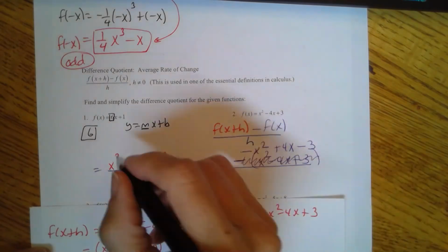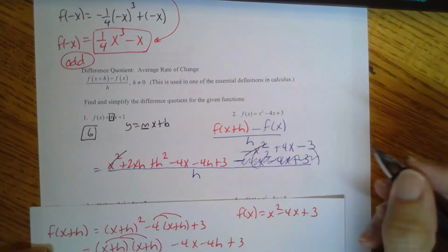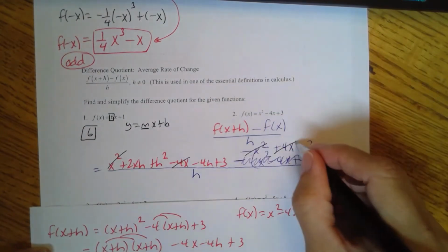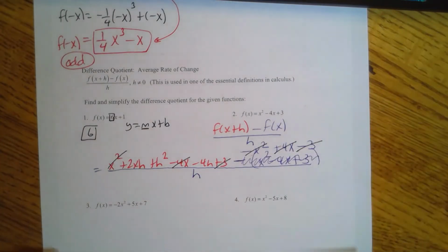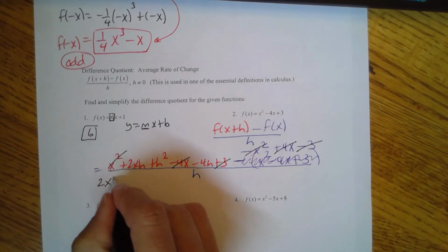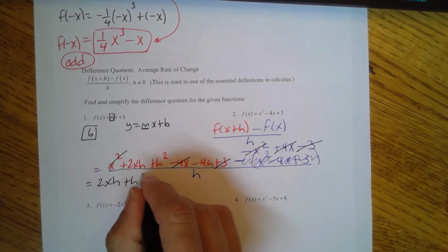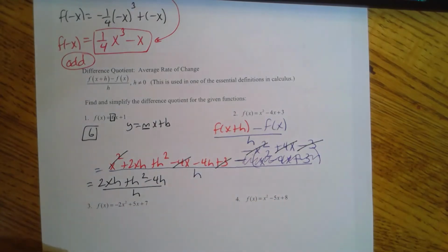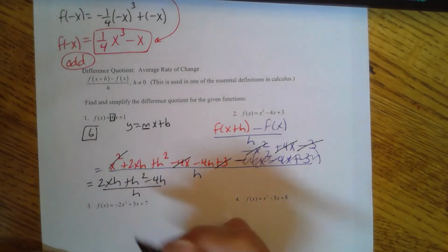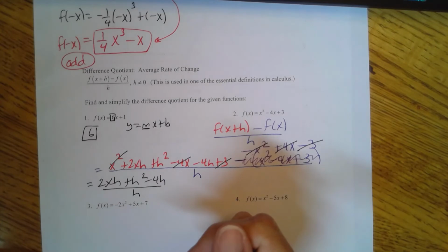So combine like terms: the x squareds disappear. The 4x's cancel out as well, and the 3's cancel out. So what am I left with? I'm left with 2xh plus h squared minus 4h all over h. So just a hint, you should have everything left with h's. And if you don't, you did something wrong.